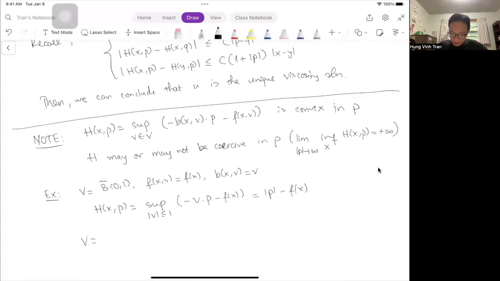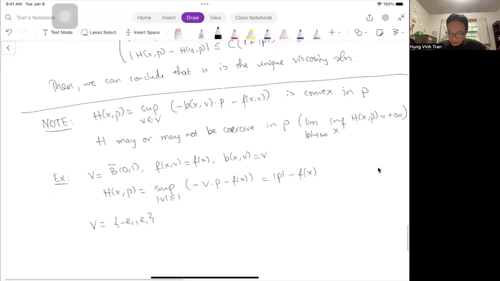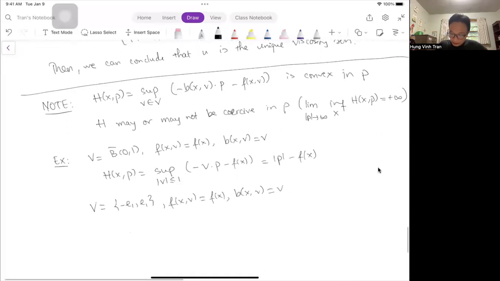If you take v equal to only two vectors, minus e1 and e1, in the canonical basis of Rn, and the same for f and b, then you can easily compute that h of x, p is only equal to p1 minus f of x, and this is not coercive if the dimension is greater than 1, right? Because if you take p2 going to infinity, for example, then this Hamiltonian doesn't go to infinity. Why did I mention this?